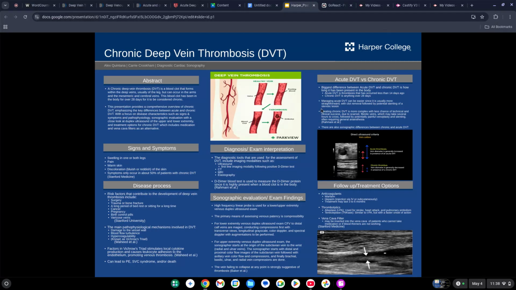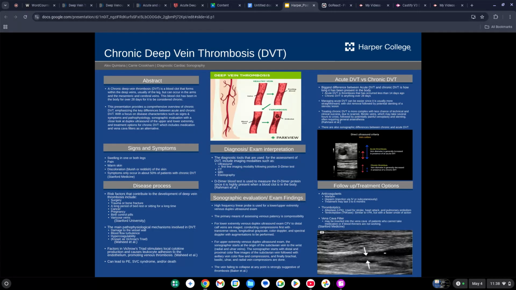So let's go ahead and start with the abstract. A chronic deep vein thrombosis, otherwise known as chronic DVT, is a blood clot that forms within the deep veins, usually of the leg, but can occur in the arms and the mesenteric and cerebral veins. This blood clot has been in the body for over 28 days for it to be considered chronic.